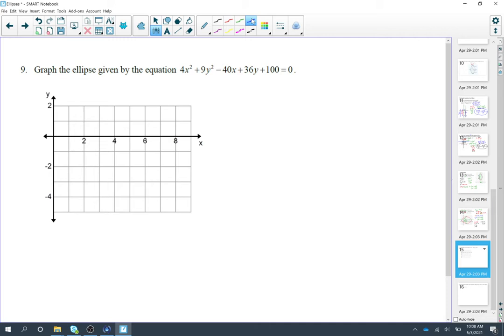In order to do that, this is going to be very similar to what we did with circles. So we're going to start by grouping our variables. I have 4x squared. Then I have a minus 40x. Then I've got a plus 9y squared. And then a plus 36y equals, and I'm going to take the 100 and subtract it to the other side. So negative 100. Then this is where we would start completing the square and we would add some blanks.